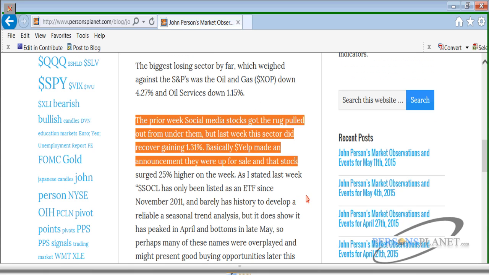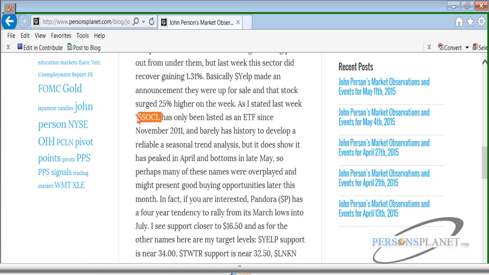So again, this might be a good night that we sit down and I say, hey, here are some tools that are working in this environment, number one. By the way, here's what they look like in conjunction with the Person's Pivots indicators. And more importantly, here are some sectors. So we take a look at, besides Yelp, which announced that they want to be bought out, Pandora, and Twitter, and even LinkedIn.